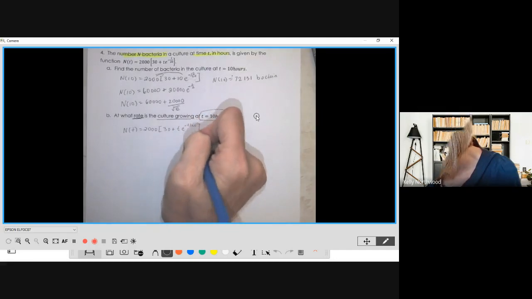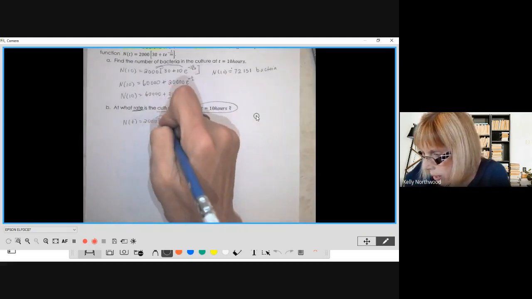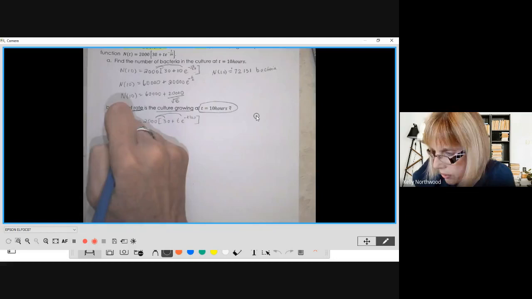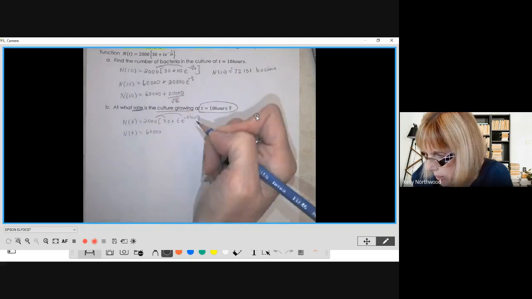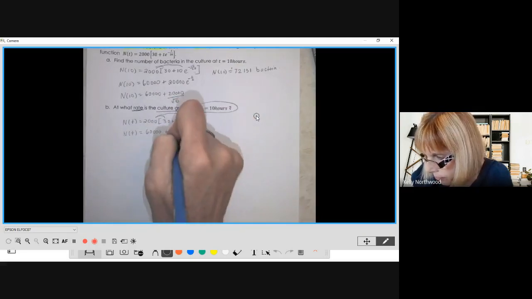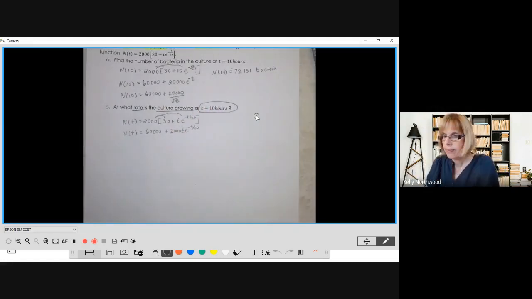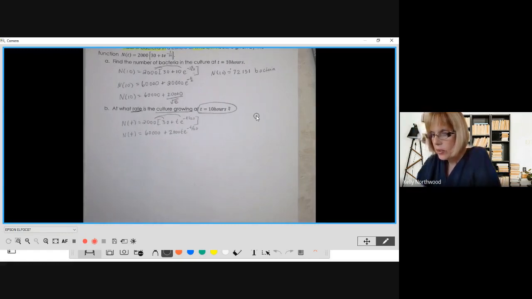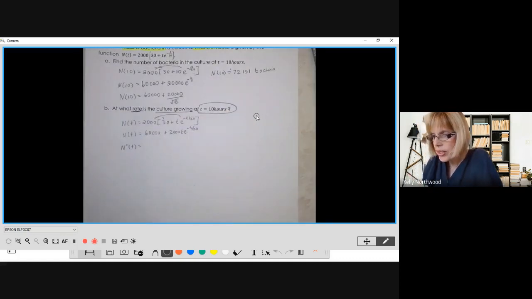And I want to make it as easy on myself to find the derivative as possible. So similar to when we were doing the optimization questions, I'm going to expand that first, because I know when I take the derivative of 60,000, it's just going to be 0. So 2,000 times 30 is 60,000. And then 2,000 times t e to the negative t over 20. So when I find n prime at t, the derivative of 60,000 is just 0.